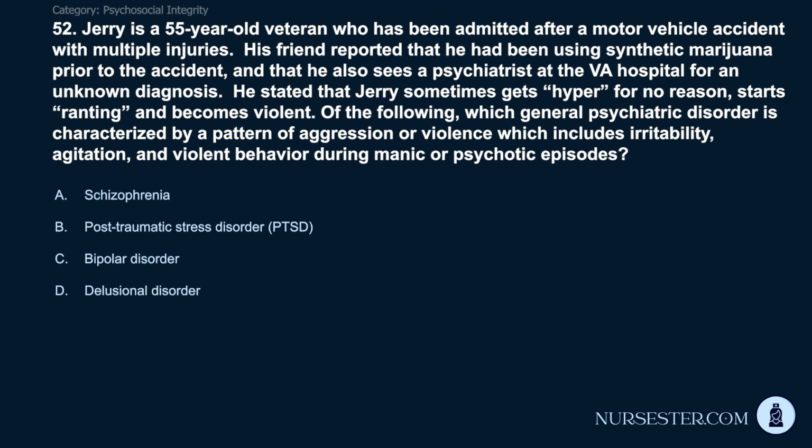52. Jerry is a 55-year-old veteran who has been admitted after a motor vehicle accident with multiple injuries. His friend reported that he had been using synthetic marijuana prior to the accident, and that he also sees a psychiatrist at the VA hospital for an unknown diagnosis. He stated that Jerry sometimes gets hyper for no reason, starts ranting, and becomes violent.